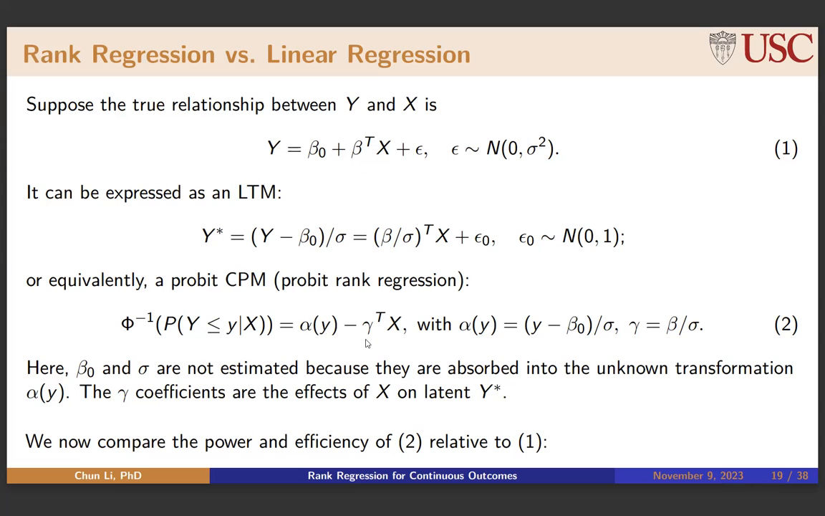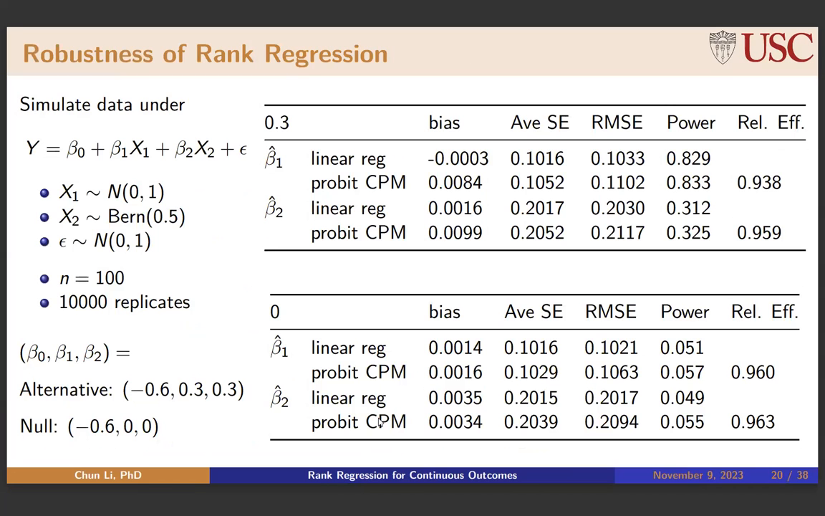In this model, we can only estimate gamma. We can't estimate beta 0 or sigma squared, because beta 0 and sigma squared are already absorbed into the unknown transformation, because we allow the transformation to be unknown and have to estimate that. So the intercept is absorbed into it, same as the sigma squared. But still, we can compare these two models. And the result actually turned out to be similar to the result we saw between the t-test and Wilcoxon test.